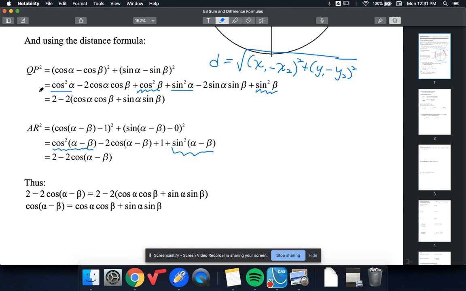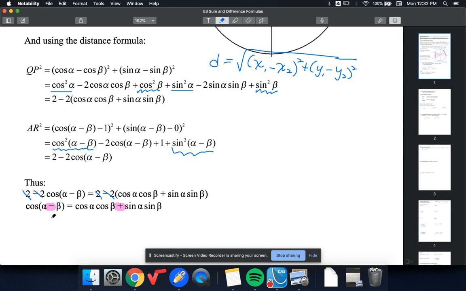Now I can set these two things equal to each other. When I do, my 2's cancel out. I can then divide through by negative 2, which makes those both 1. I'm left with cos of alpha minus beta equals cos alpha cos beta plus sine alpha sine beta. This is my first rule with sum and difference. We say that this is a difference formula because the difference of these two angles for cosine is equal to cos alpha cos beta plus sine alpha sine beta.